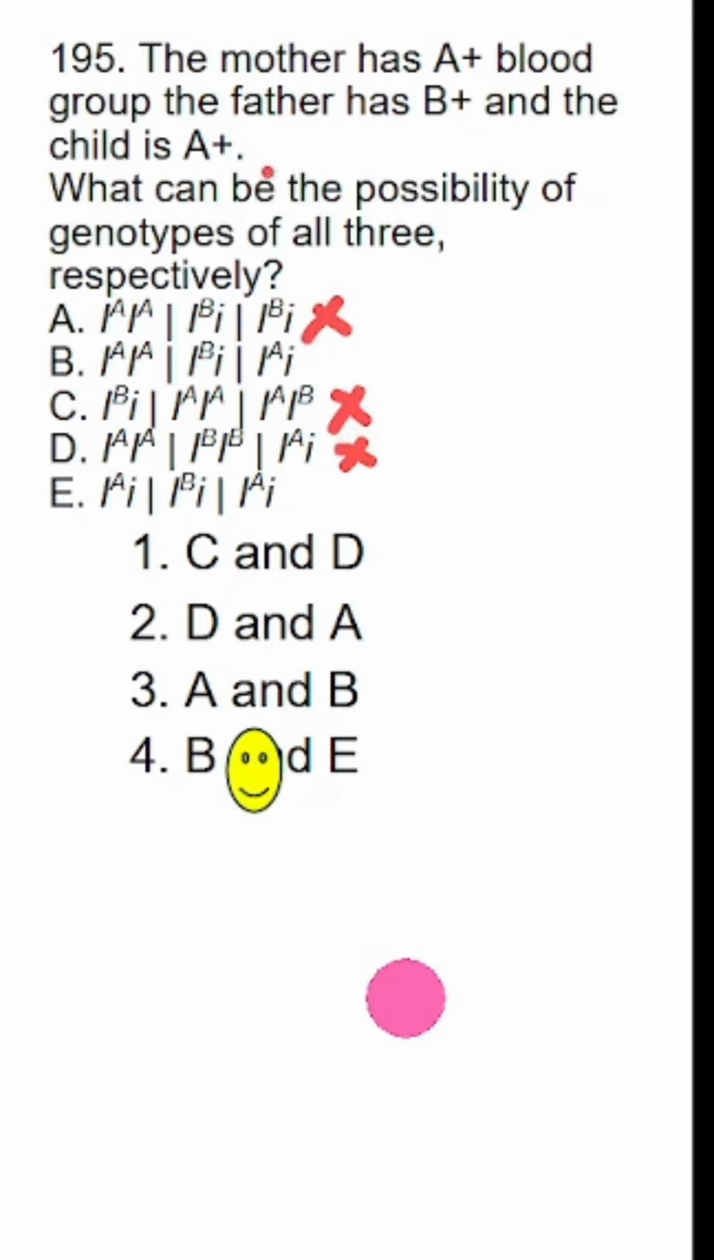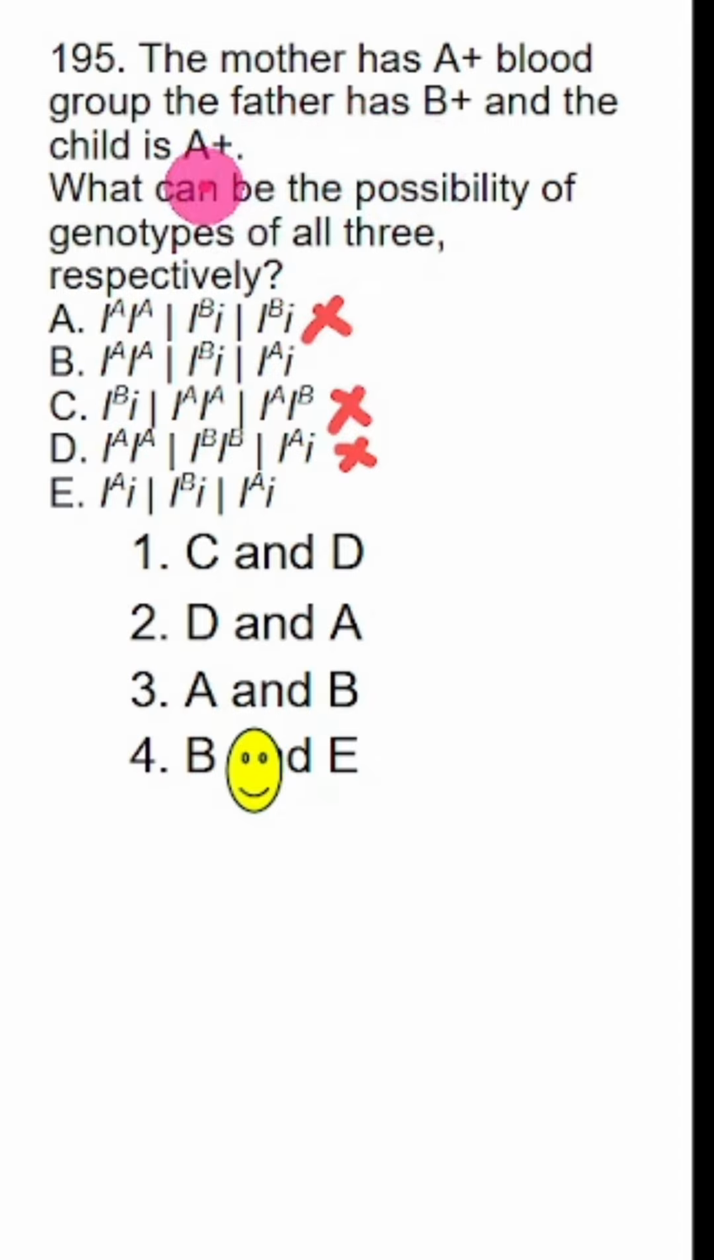So see, it might look like you have to make a Punnett square or something. All these options might look intimidating, but it is not that scary. So when attempting such questions, you have to keep in mind that A and B, these two blood groups can be either homozygous or heterozygous. In this question, the biggest hint was father was B positive.